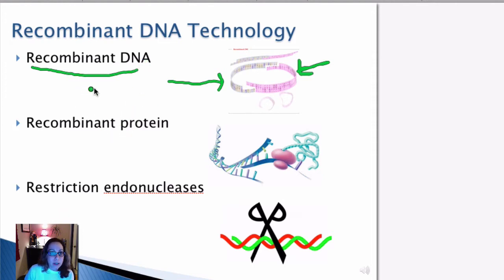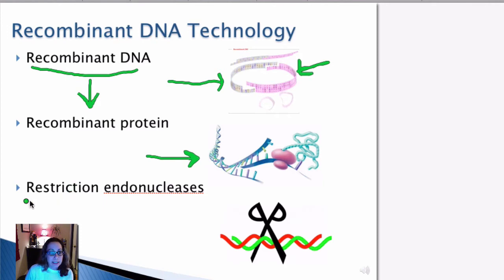Now, the result of recombinant DNA would be recombinant protein. So your DNA, remember, you use your DNA to make messenger RNA. Your messenger RNA is translated into protein. So if your original DNA is recombinant DNA, what you would make after translation is a recombinant protein, so a protein that is made from DNA from 2 separate sources.